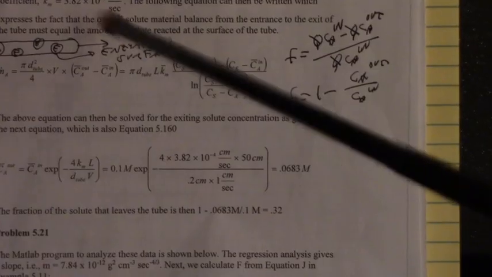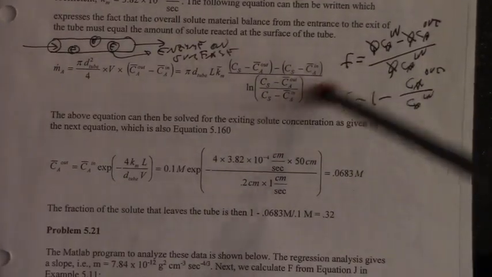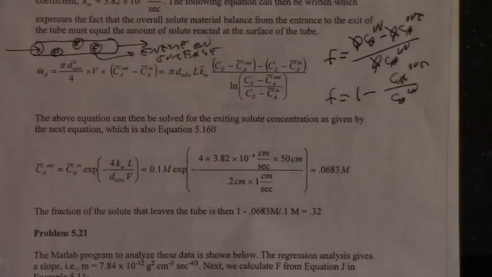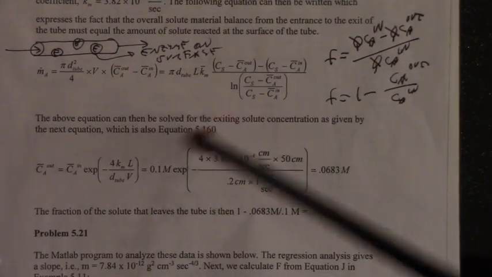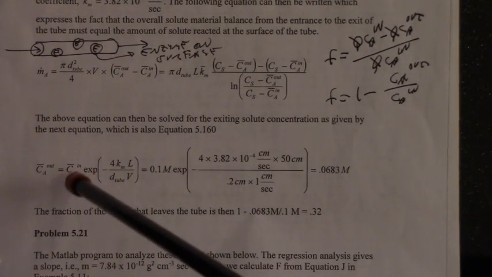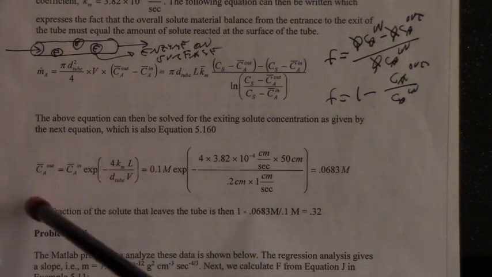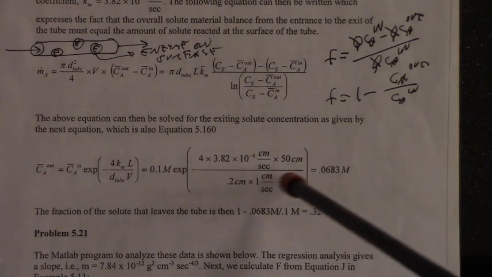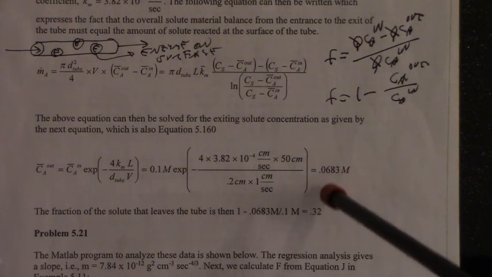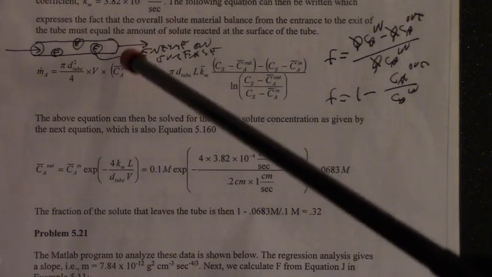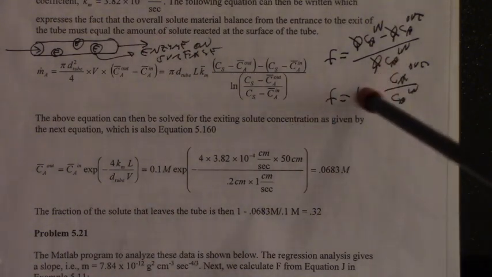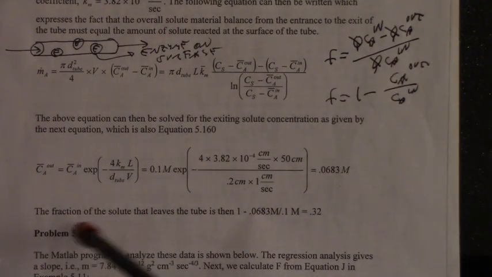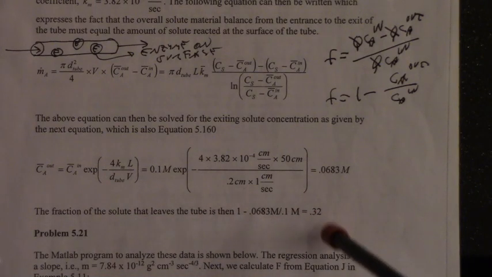You could skip all of this up here because we've already done all of that, and we obtain equation 5-60, which with C_S equal to 0 looks like this. And then you pop in the numbers, and this then tells you what the concentration of the solute is in the fluid flowing out of the tube. And then from our definition of the fractional removal, you would write that like this, and you get the number 0.32, which is the correct answer.